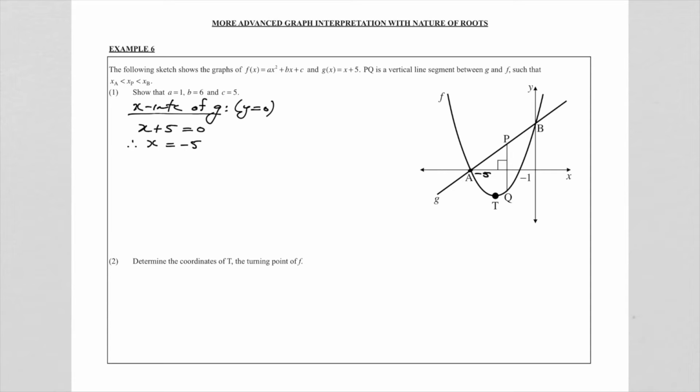The -5. Now for the y-intercept of g, so I'm going to find the y-intercept of g. So that is where we substitute x with 0. So that means that y will be equal to 5. And that 5, I'm going to put right here at B. That is the y-intercept.